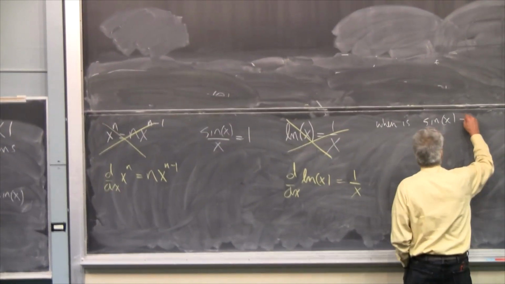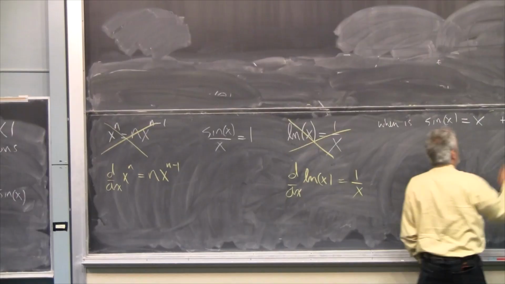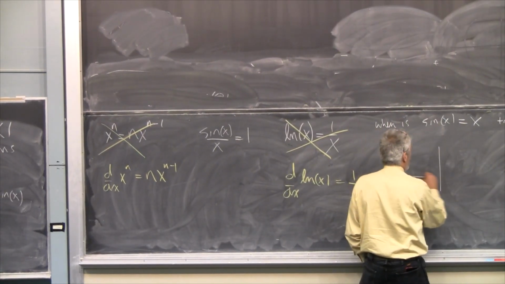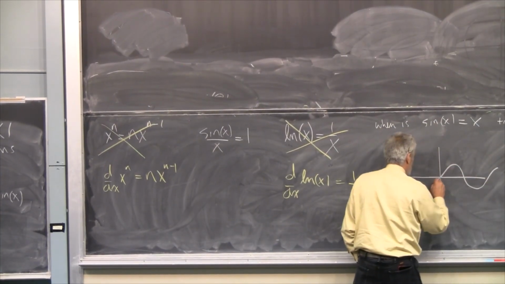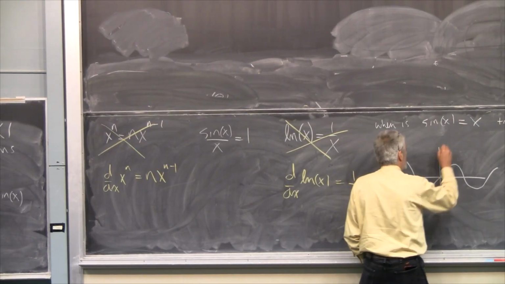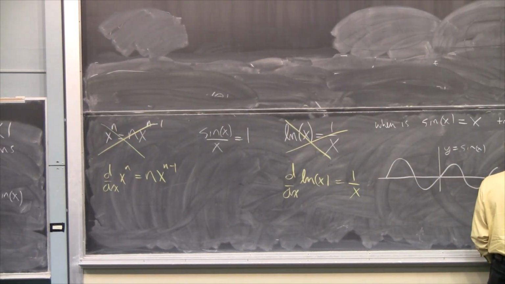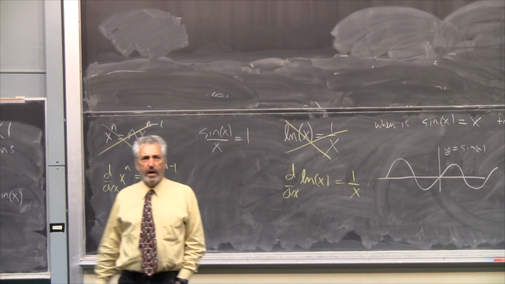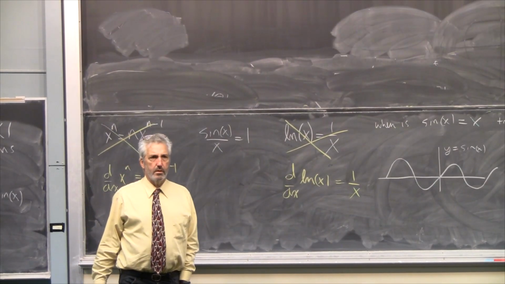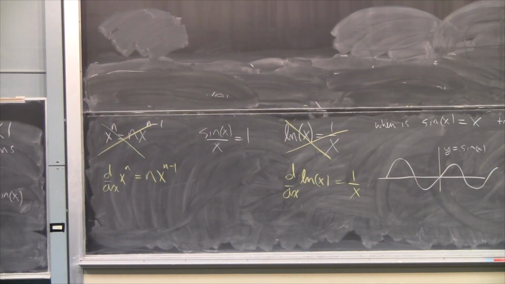So let's ask this. When is sine of x equal to x? When is that true? Well, let's make a graph of sine of x. And let's make a graph of y equals x. Anybody see an x value where those y values are the same? Yeah. 0, 0. Yeah, put them on the same graph.